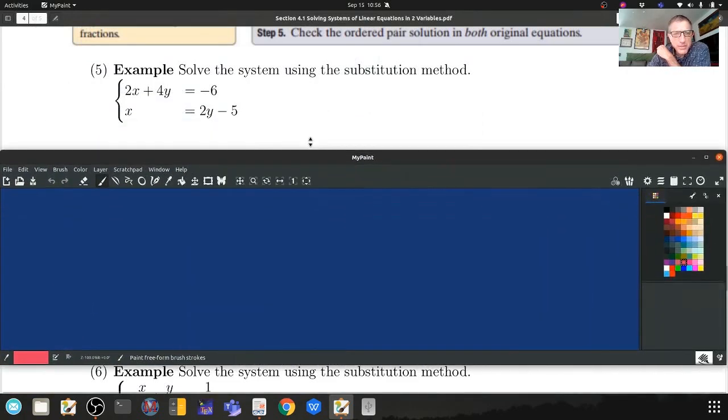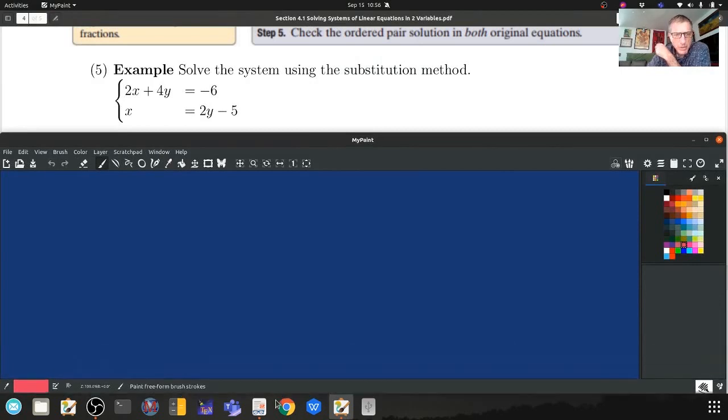So here is my system of equations. Equation 1, and you can just number them. That's what I always do. It doesn't matter what number you give them. 2x plus 4y is equal to minus 6. My second equation looks kind of weird because there's not a y term there. It's x plus 0y. We have x is equal to 2y minus 5.